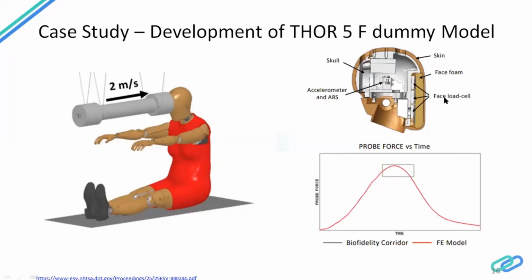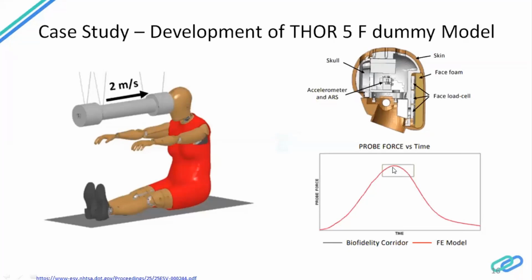These are the face load cells. There is a foam here, there is skin and accelerometers and all that. And this little square pocket is our goal. So when we see our force, the probe force, the peak of that force has to be within this square pocket. And you can see how close we are to the upper boundary. So it's very easy to just fall out of it.